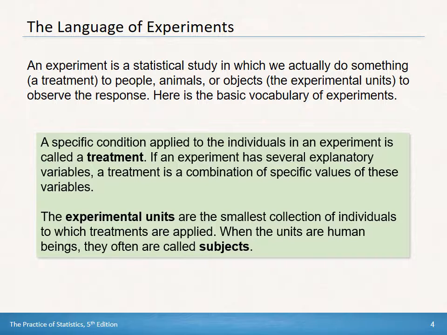When we're talking about humans, we don't call them experimental units, we call them subjects. You've probably heard that quite a bit, like when you're watching television and they're talking about drug trials, things like that. We call them subjects. So if it's anything else, it's an experimental unit. Humans, we call subjects.